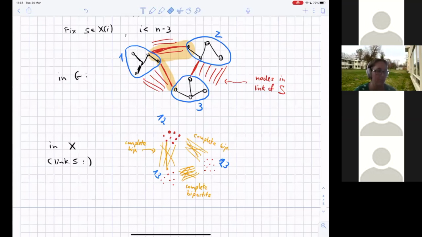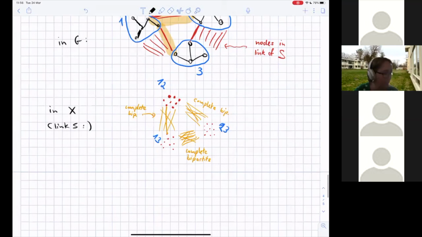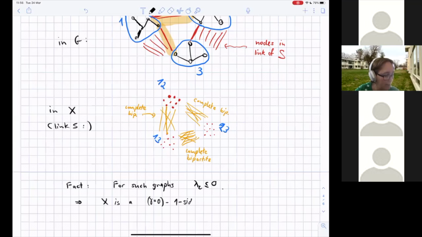What varies from graph to graph is how many edges are in each part. It doesn't only vary from graph to graph, it varies from S to S, depending on which spanning tree or partial spanning tree you started with. The size of the different components changes, and the number of edges connecting between them changes. But the links always look like a multipartite graph, and it happens to be a fact that for such graphs, lambda 2 is always non-positive. And this immediately means that X is a gamma equals 0 one-sided link expander.